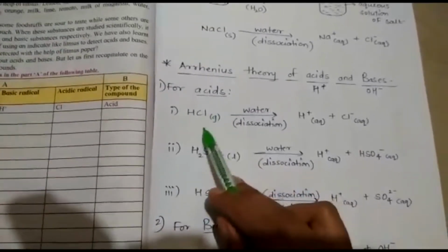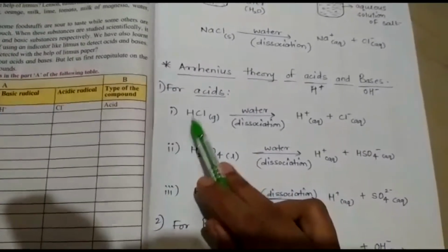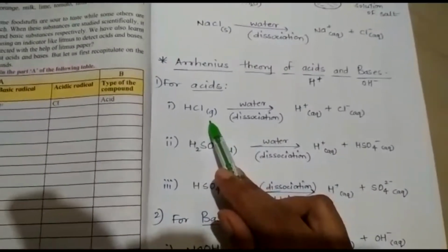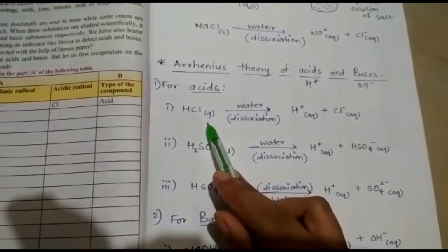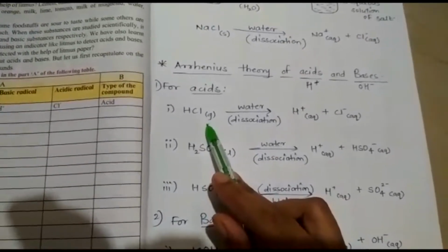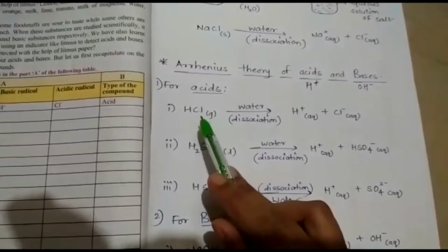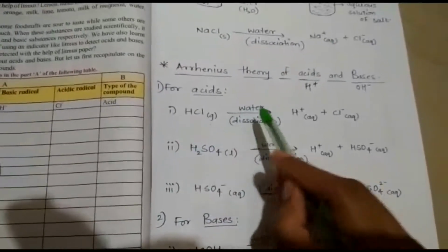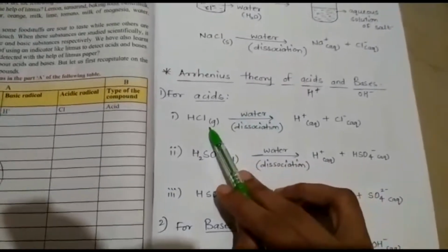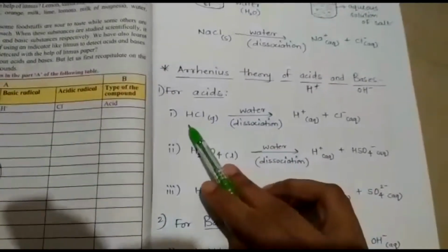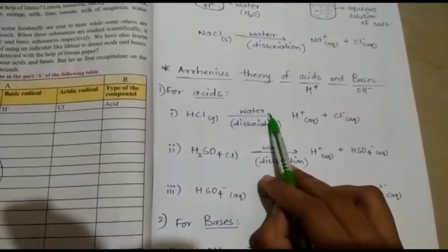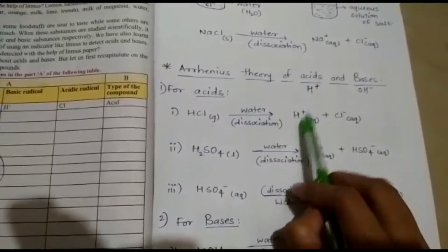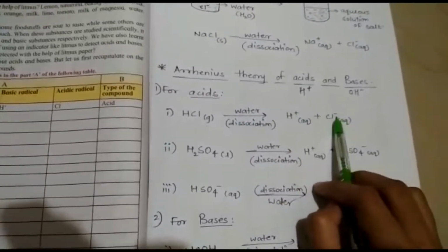For acids, a scientist has taken hydrochloric acid, which is present in gaseous form. In the lab, a bottle contains hydrochloric acid. The acid is compressed to be dissolved in water, but the vapors are releasing. That's why HCl is taken in gaseous form, and when it is dissolved in water, it dissociates into its respective ions, that is H plus and Cl minus.